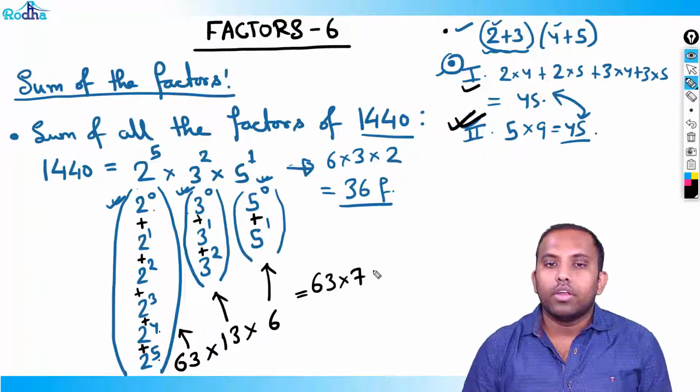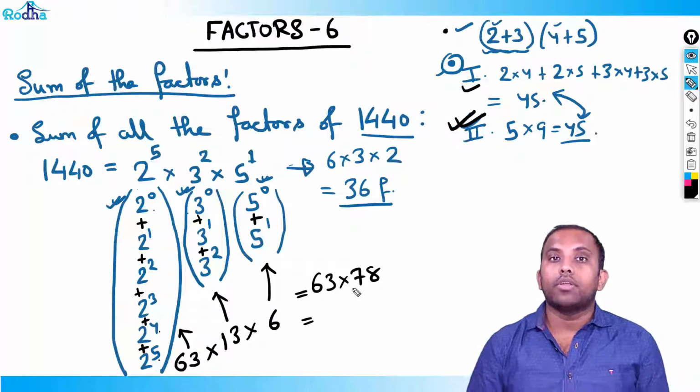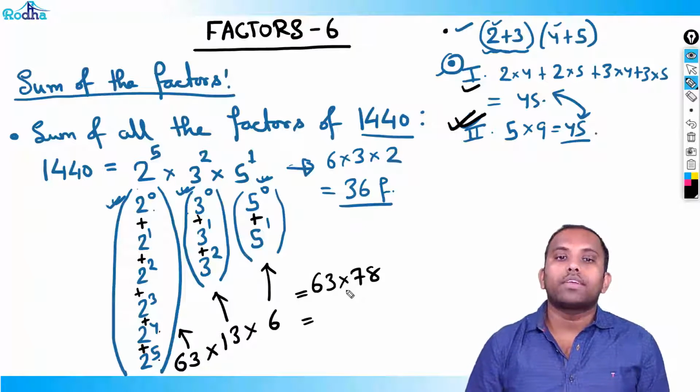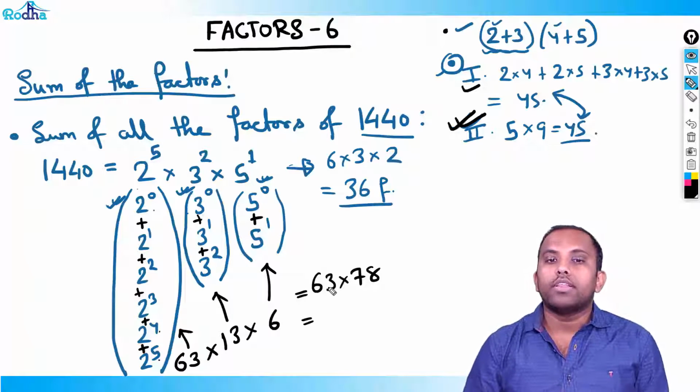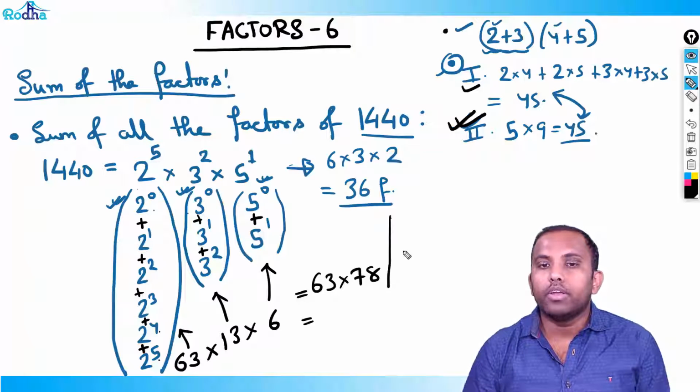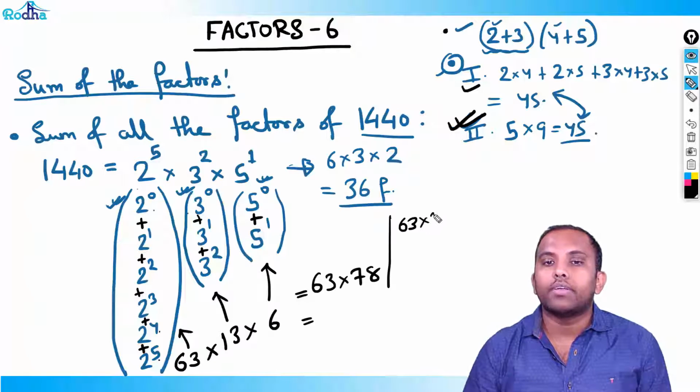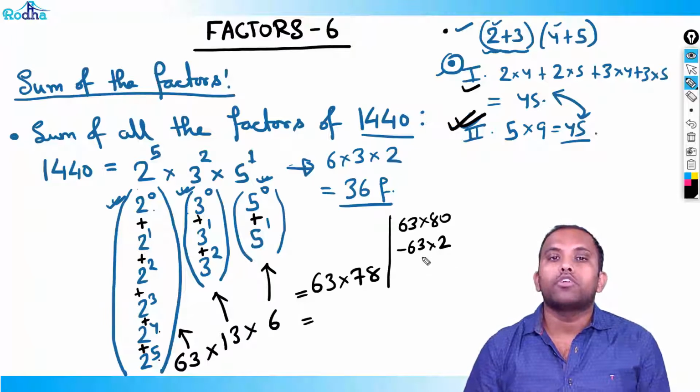Don't run away from calculation. Do it mentally. That will improve your IQ level. Now what is 63 into 78? If you do it mentally, see, first in your mind, how should you do it? You do like 63 into 80, minus 63 into 2. This is how the mind should go.